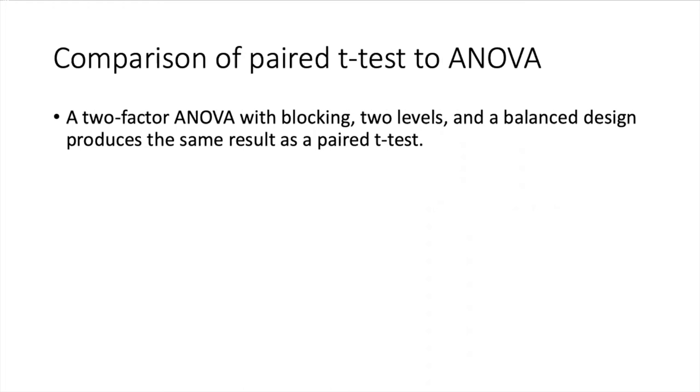And when you run the paired t-test, you're actually looking to see whether the difference between the pairs of things is greater than or less than zero, not whether two groups of those things differ from each other. If you run a paired t-test, then what you will find is that you get the same result as you do if you do a two-factor ANOVA with blocking, if the fixed effect has only two levels, which would correspond to the values that were being measured in the paired t-test, and also if you have a balanced design in your ANOVA, which would be the equivalent of having one value in the pair for each other value in the pair.